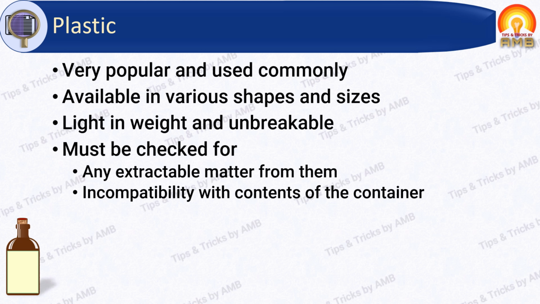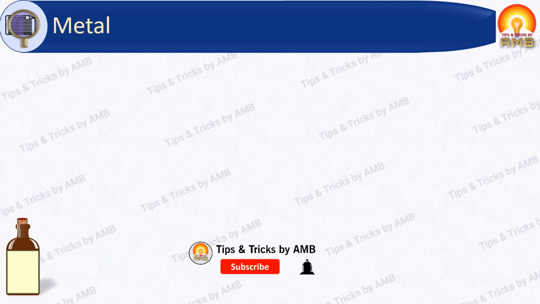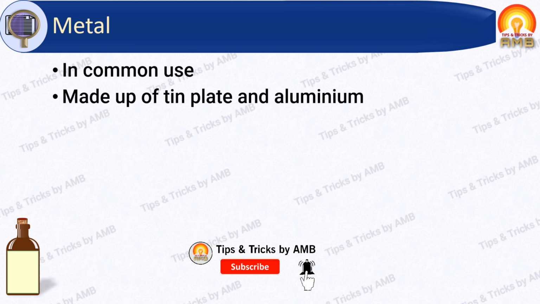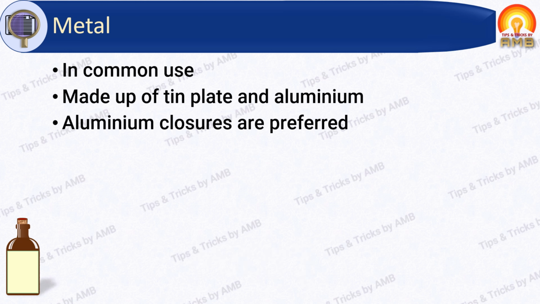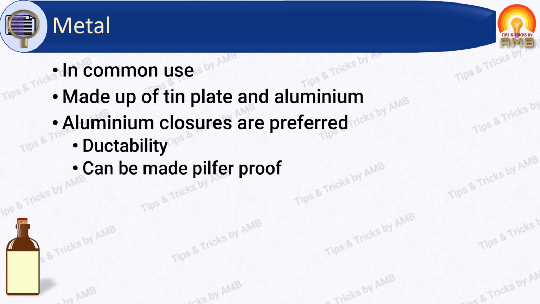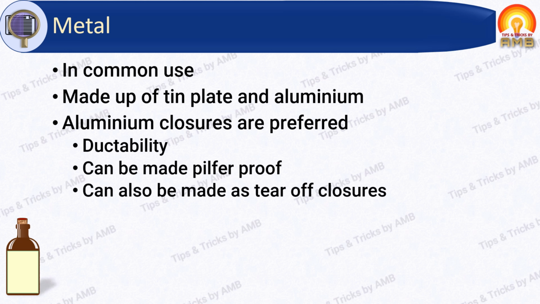Another material is metal. Metal closures are in common use. These are made up of tin plates and aluminium. Aluminium closures are preferred because of their ductility and ease of conversion to the desired shape. This can be made pilfer-proof and also as tear-off closures.